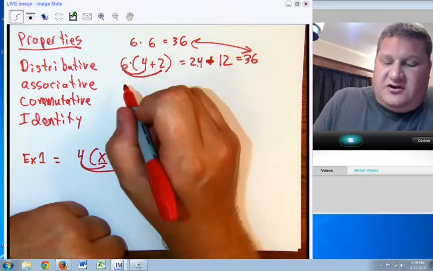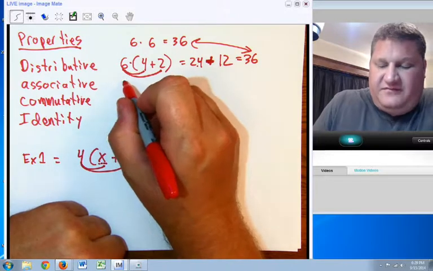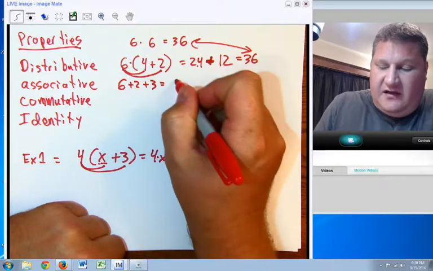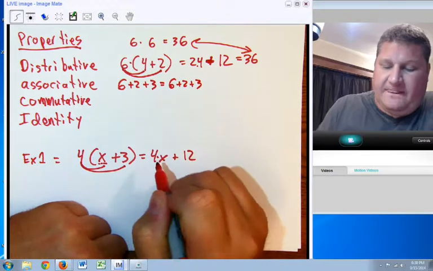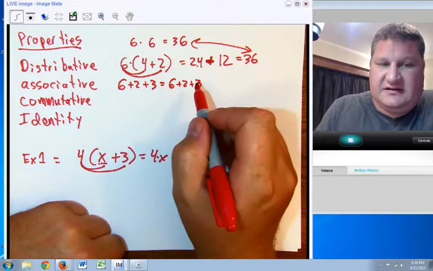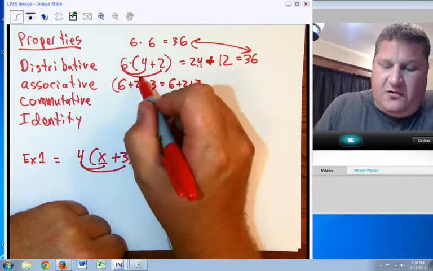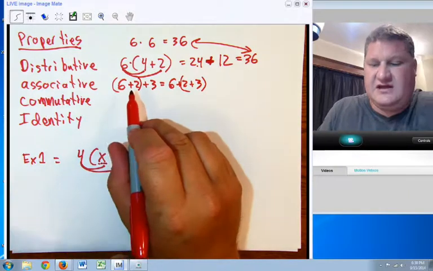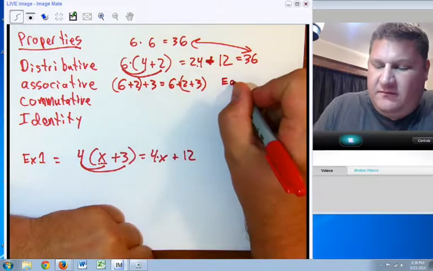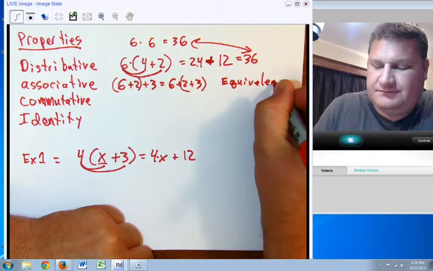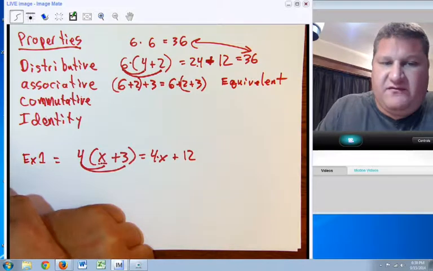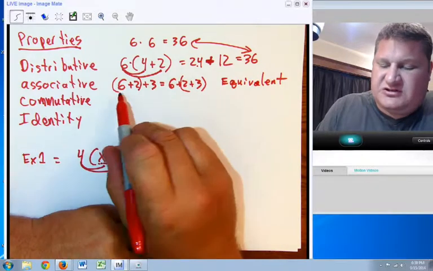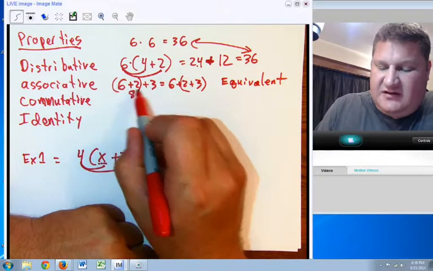Now, the associative property works a little bit differently. If I have 6 plus 2 plus 3, and I have 6 plus 2 plus 3. Now, in this case, the two sides are exactly the same. But now, I'm going to put some parentheses in it. And in this case, they're now not the same, but they are considered equivalent expressions. Equivalent expressions, so that I have (6 plus 2) is 8 plus 3.